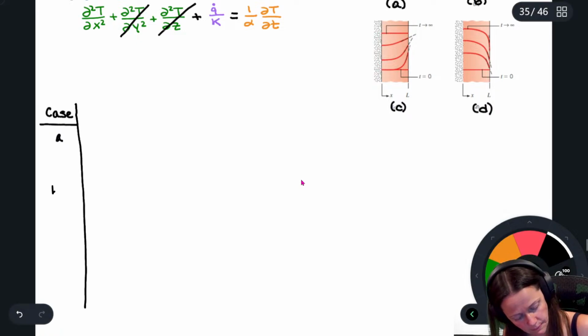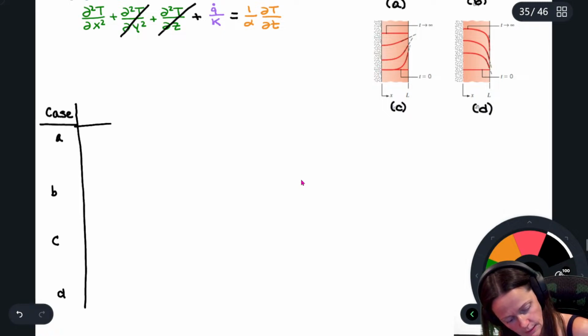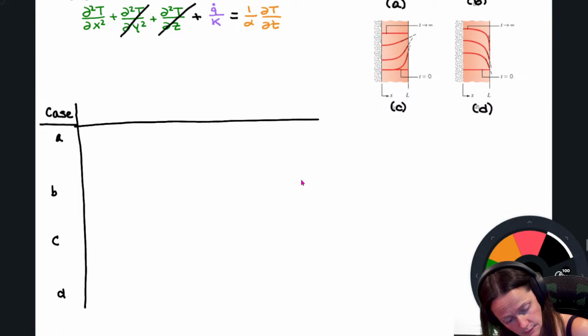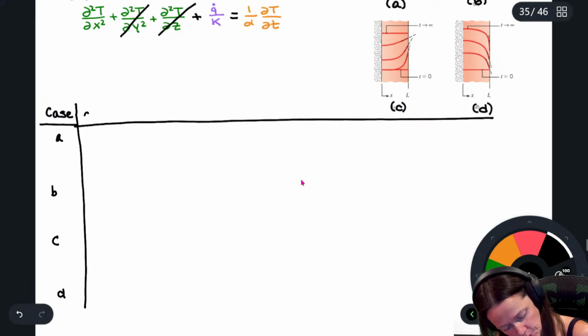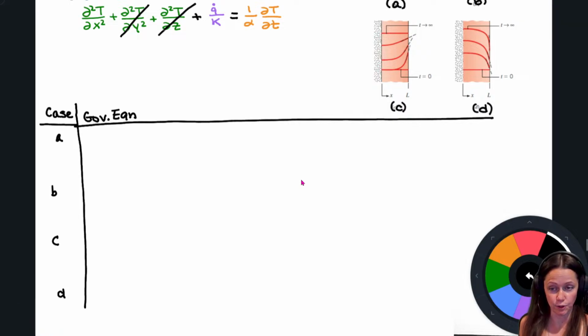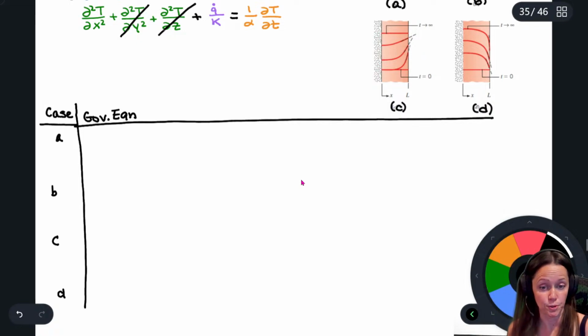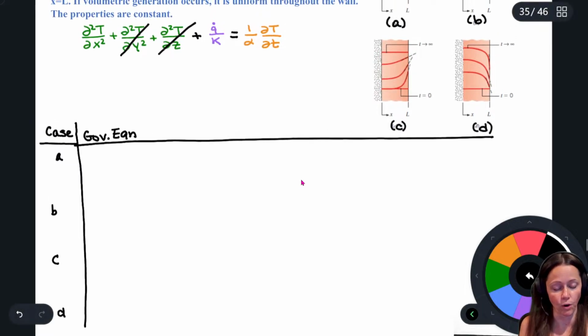Case B, C, and D. I might want to move this all down, and I'm sorry. Yeah, maybe it's okay. So we're going to put our governing equation here. Our governing equation being that kind of simplified differential equation, but we haven't solved for it yet. We haven't solved for the temperature distribution. It's just the general governing equation when we cross out as many terms out of that heat diffusion equation as we can.